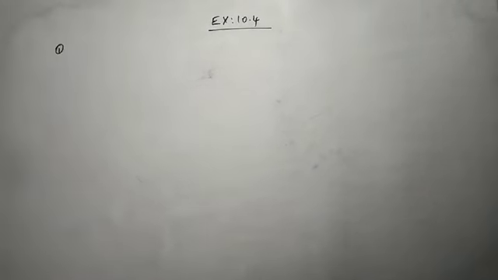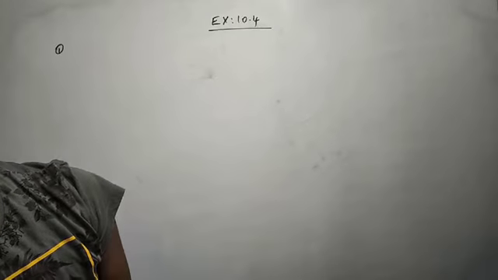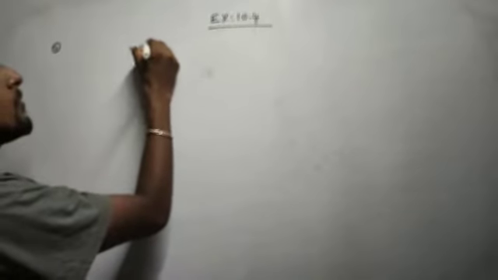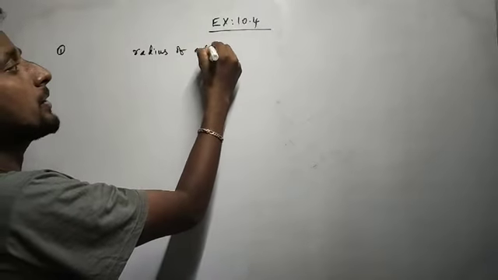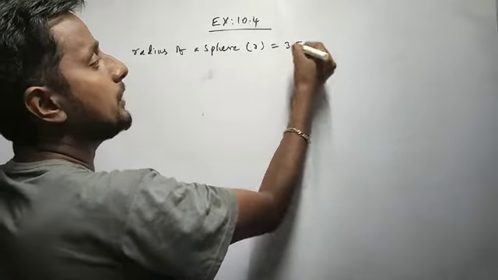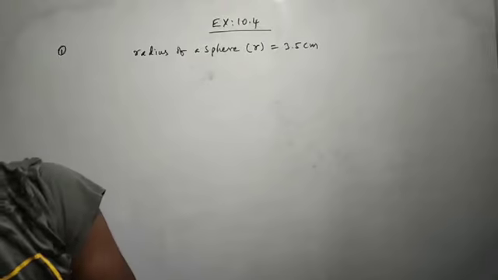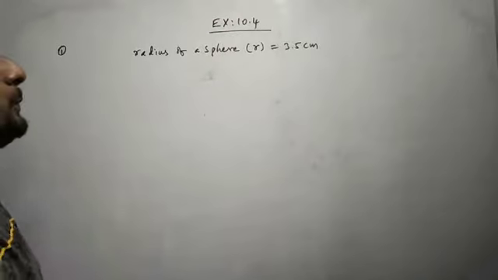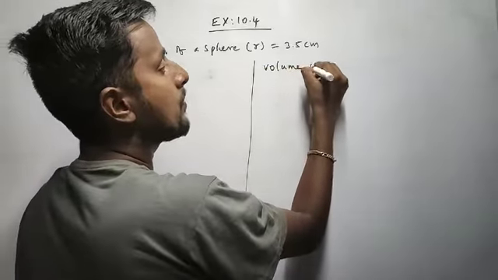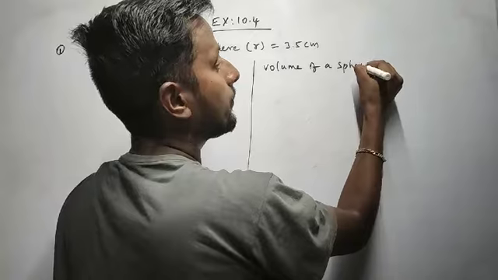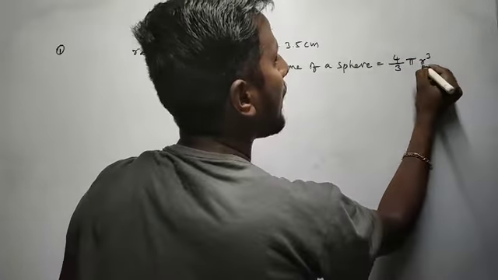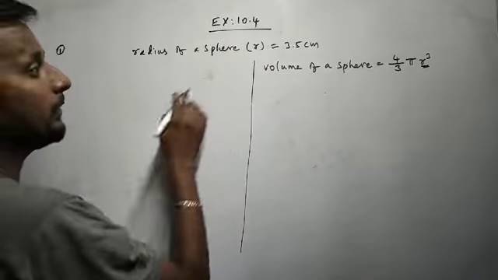Problem number 1. The radius of a sphere is 3.5 centimeters. Then find its surface area and volume. Right. So the volume of a sphere formula is 4 by 3 pi r cube. Simple, only r is needed, and the r value is already given.